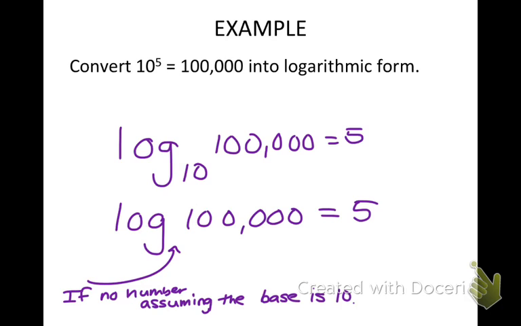Okay, because we call that the common log. If you look on your calculator, there is a log button. If you press the log button on your calculator, it's going to use base 10, because that is our common log. So if no number is there, then it is 10, because our common log is base 10.